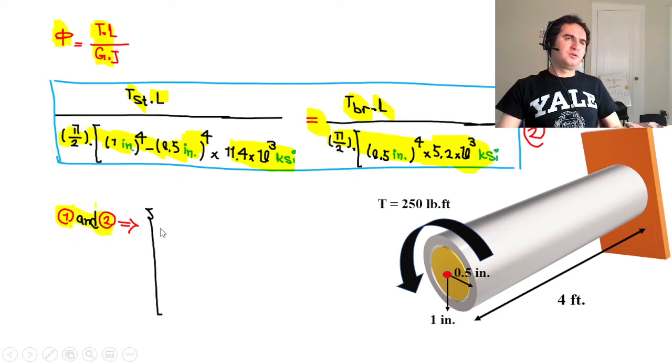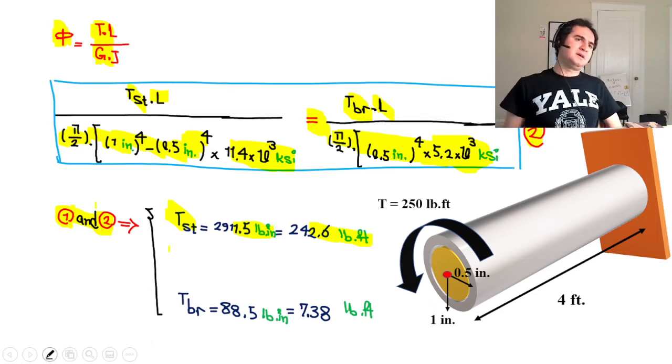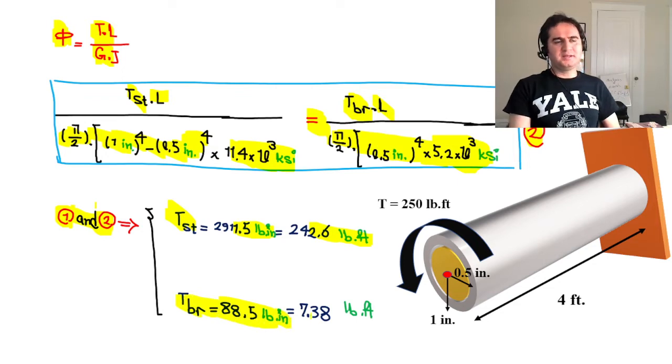Let's call this equation 2. If we solve equations 1 and 2 at the same time, it gives us a torsion of steel of almost 3,000 pound-inches, and if you divide it by 12, it gives you 242.6 pound-feet. And likewise, torsion of brass is this much in pound-inches, and if you divide that value by 12, which is the conversion of inches to feet, it gives you 7.38 pound-feet.